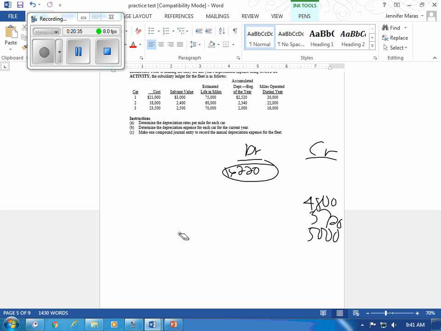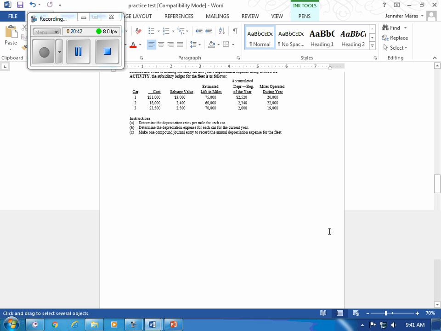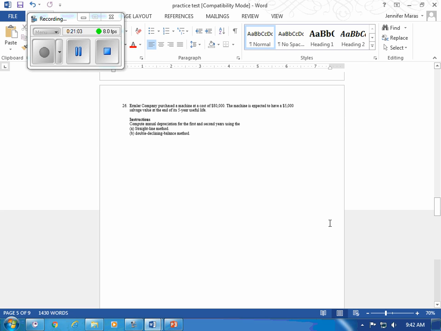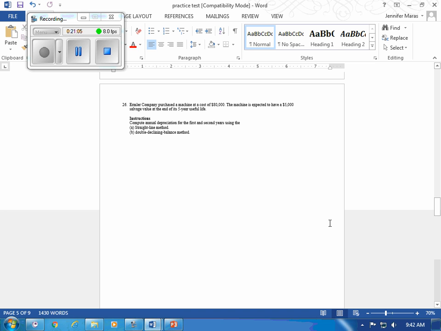Again, depreciable cost is the big one there. Okay, let's do the next one. The next one has a machine, and they want you to look at the annual depreciation for the first and second year using straight line and then double declining. So let's look at straight line first.